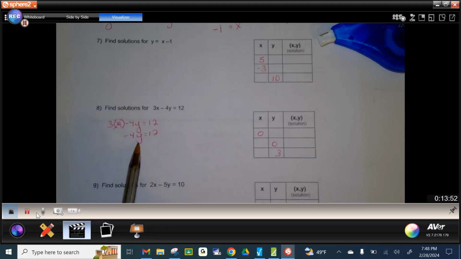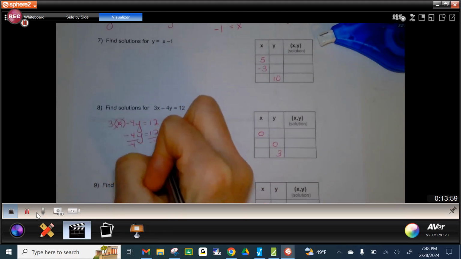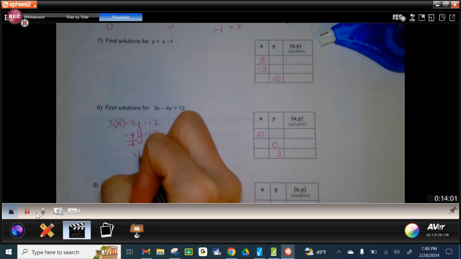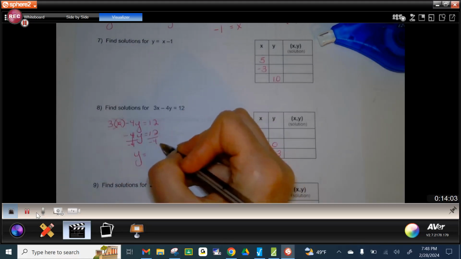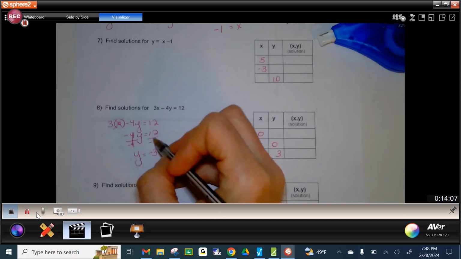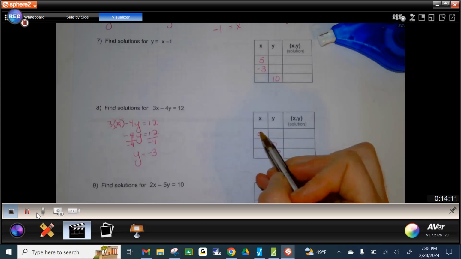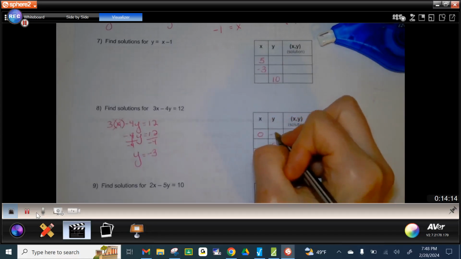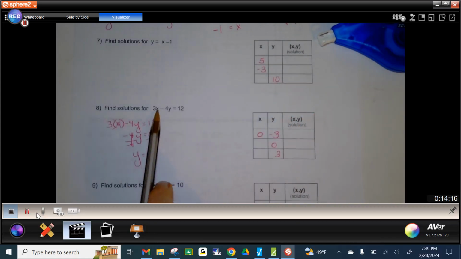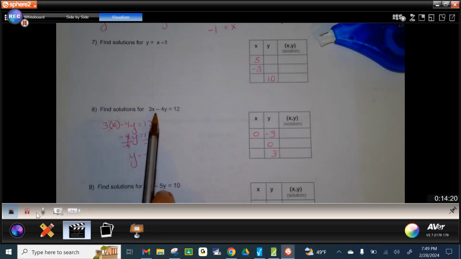Now we need to solve for y, and y is being multiplied by negative 4, so we're going to divide by negative 4 on both sides. And we get y equals, and then 12 divided by negative 4 is 3. It's going to be negative, because we have a positive divided by a negative. So when x equals 0, y equals negative 3.